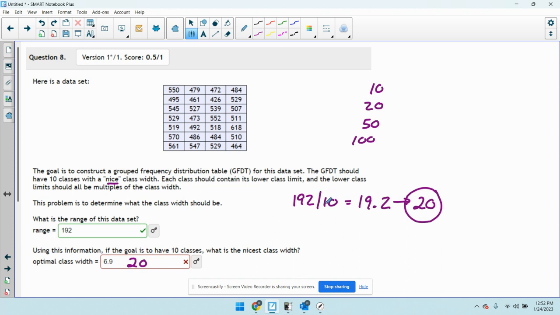Okay, so you're going to divide by the number of classes and then round up to the next quote unquote nice number. What you consider nice is really up to you, but the computer likes 10, 20, 50, and 100 and so on.